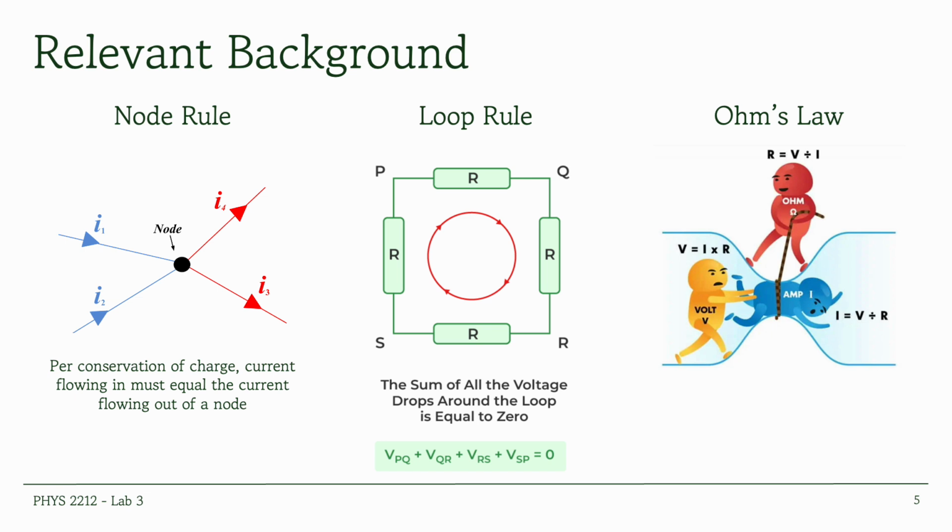So the relevant background we need before we get into the lab are understanding both the node and loop rule. The node rule says that for the conservation of charge, the current flowing in and out of a node must be equal. The loop rule states that the sum of all the voltage drops around a loop is going to be 0. And then Ohm's law relates the current, voltage, and resistance by V equals IR, and this equation can be manipulated to isolate these variables.